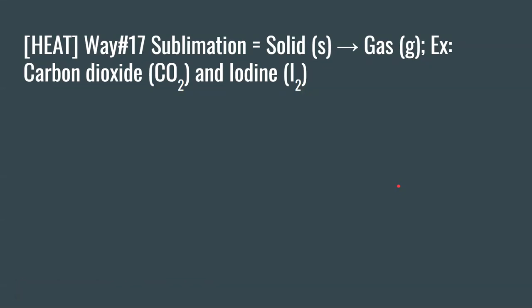Okay, Regents question type 17 deals with sublimation, and sublimation is the physical change in which a substance transforms from a solid to a gas, bypassing the liquid stage. So it goes directly from solid to gas. The most frequent examples that appear on the Regents include carbon dioxide, CO2, and iodine. So they'll ask you to identify compounds that sublimate, or they'll ask you to identify which of the following indicates an example of sublimation. So always think solid to gas.